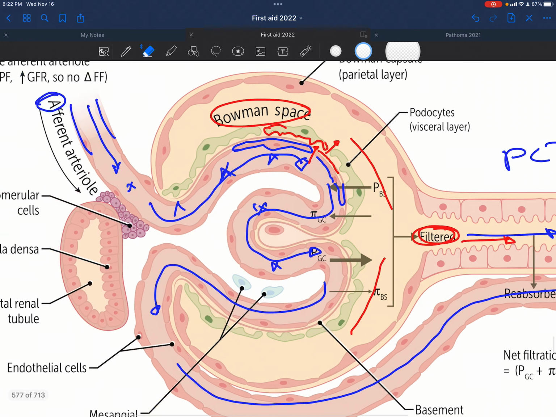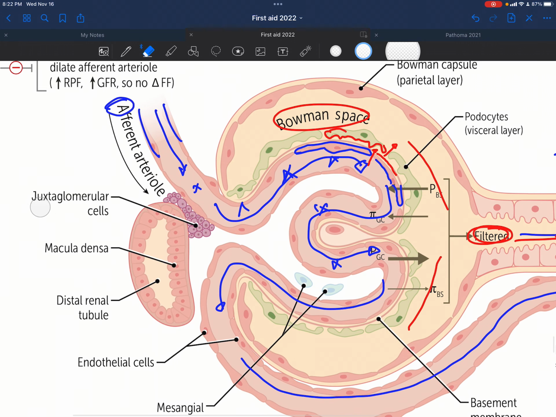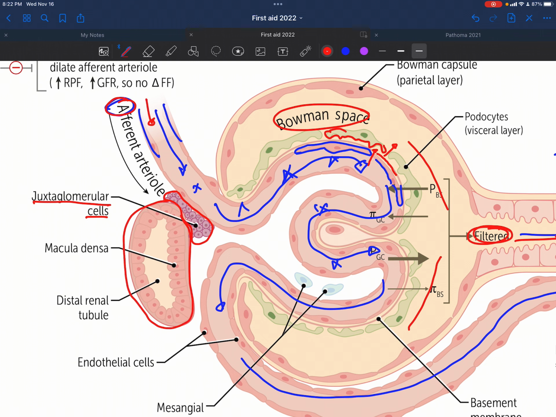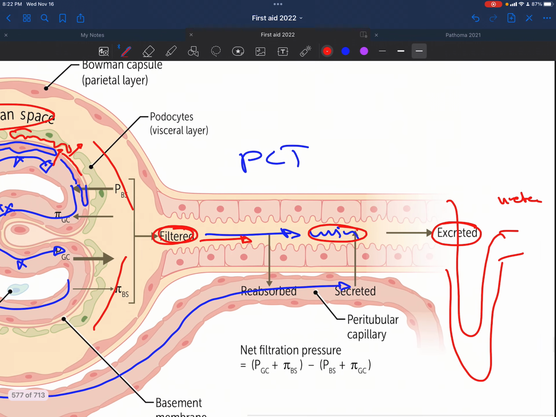Actually, let's not talk about the pressures first. We have the juxtaglomerular cells over here. So these are the juxtaglomerular cells. They're between the afferent arteriole, the incoming arteriole, and the distal renal tubule, which is the last part of the renal tubule.